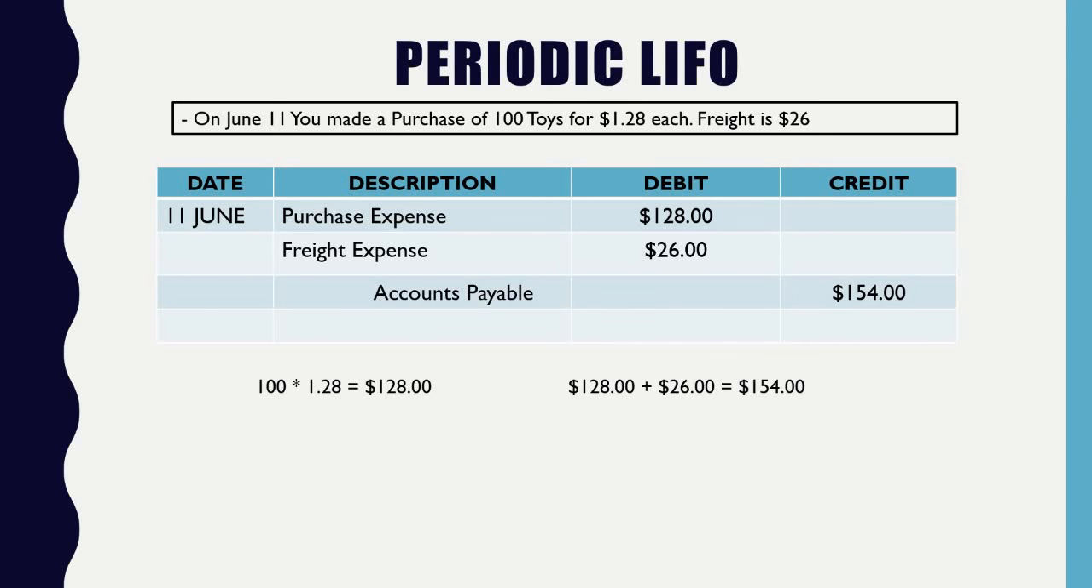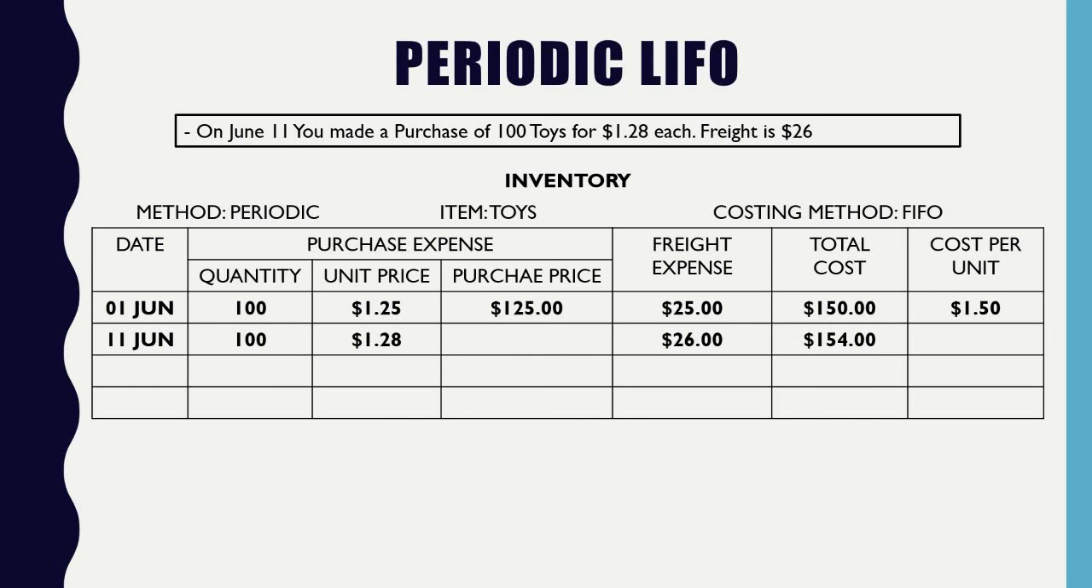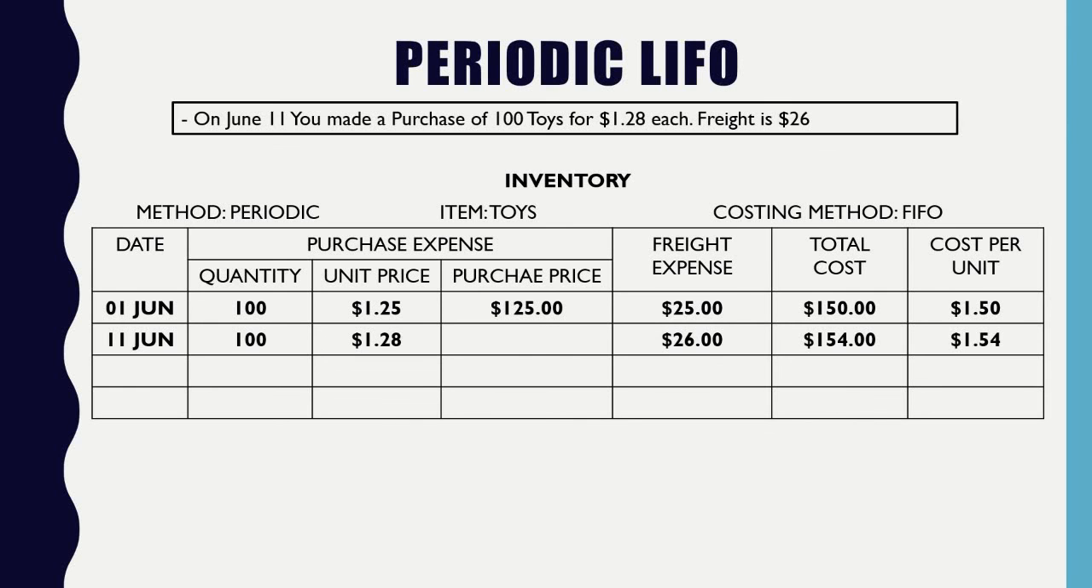All right. So now we have to enter it into our inventory worksheet again. So again, we entered 100 items and we purchased it for $1.28 each, giving us 128. We add the freight, which gave us a total of 154. And then we're going to divide our 154 by 100 items to get $1.54. Okay? So that is it for that transaction.